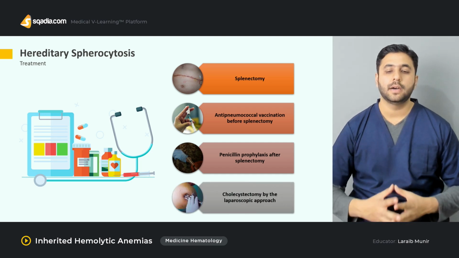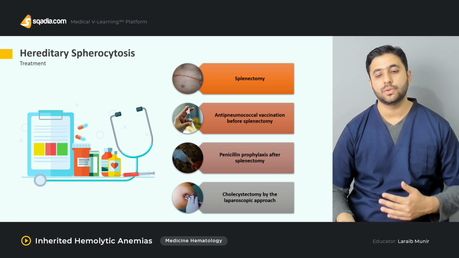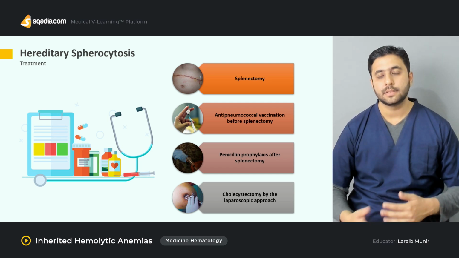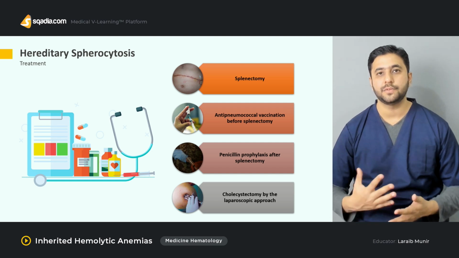And in certain patients who have developed gallstones, which have led to the development of cholecystitis, cholecystectomy can be done by the laparoscopic approach. So these are the treatment modalities which we have.